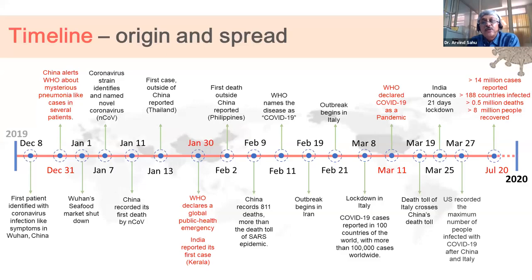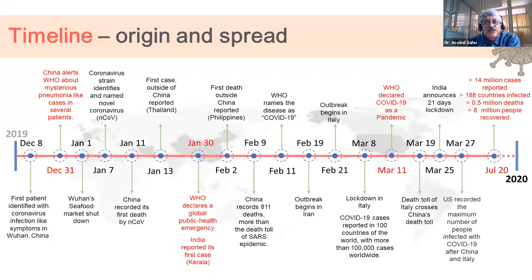So let's look at the timeline, the origin and the spread of the virus. The first case of this mysterious coronavirus, SARS-CoV-2, actually happened on December 8th. On December 31st, China alerted the WHO about this mysterious pneumonia-like disease. That's when the whole world came to know that something is going on in Wuhan. Later on, this was not limited to Wuhan; it moved out of China, and a case was reported in Thailand on January 13th.